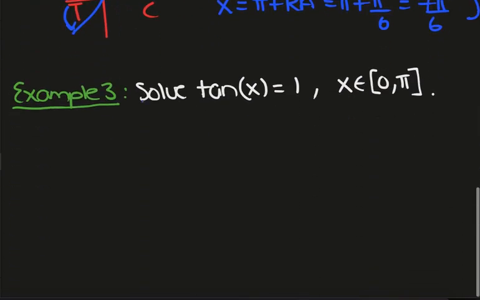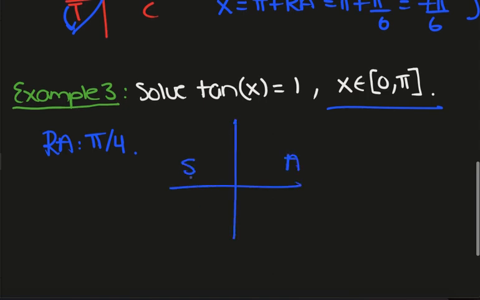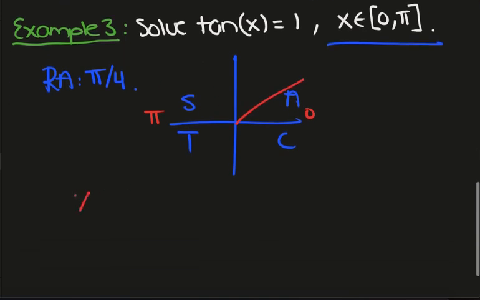Okay, so for the last one, solve tan x equals 1. So this is one that I suggested memorizing. So the reference angle is pi on 4. Now we're restricted to 0 and pi, which means if we look at All Students Talk Crap, then we're only looking at these first two quadrants, and tan is only positive in the first one. So we see that x is 0 plus the reference angle, and that's just pi on 4, and that's the only solution.